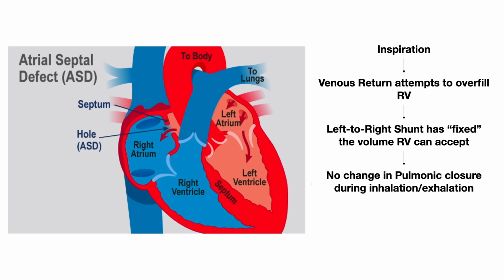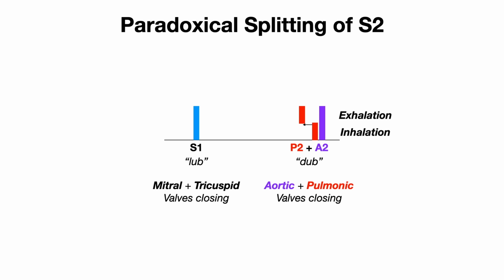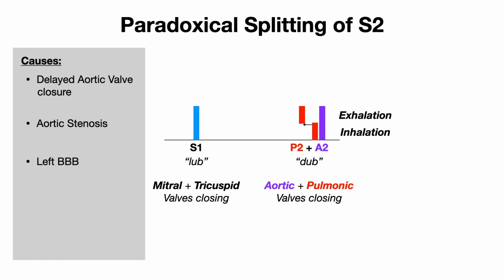Now let's talk about the most confusing splitting of S2, and that's paradoxical splitting. And this really throws medical students for a loop, so I'm probably going to over-explain this so that you really hammer this home. So paradoxical splitting is caused by anything that causes delayed aortic valve closure. And the classic examples on your test will be either aortic stenosis or a left bundle branch block.